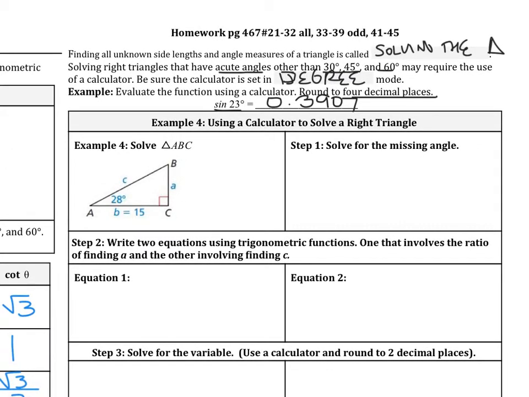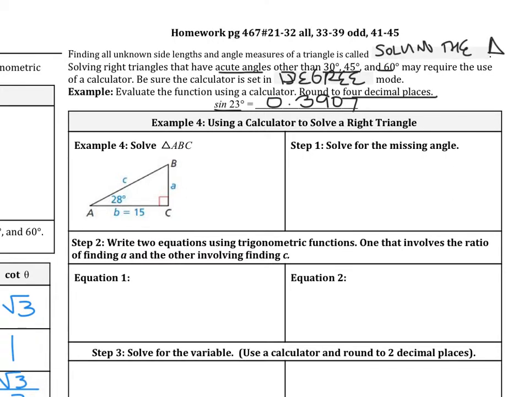Okay, so let's use a calculator to solve a right triangle. Let's identify what we do know. We know that angle A is 28 degrees, and of course we have a 90 degrees. We have B, which is 15, and then we don't know what A and C are. So if you remember the sum of the angles of a triangle, that always equals what?